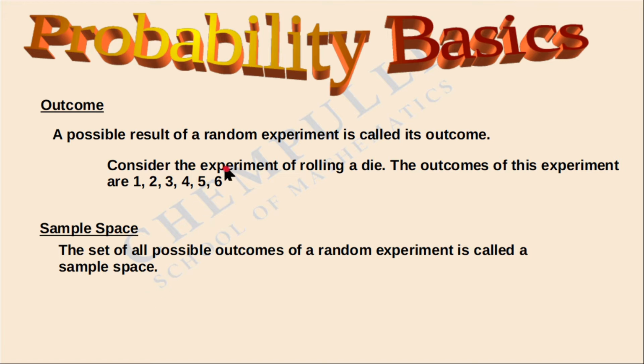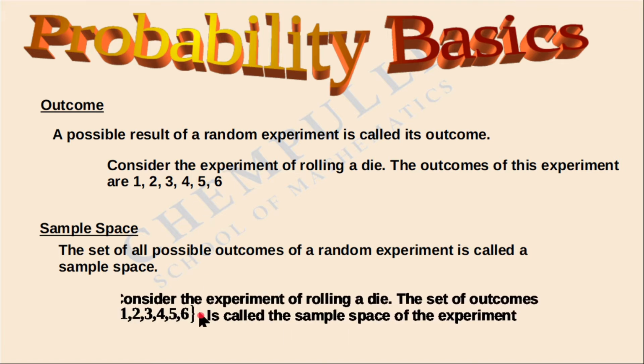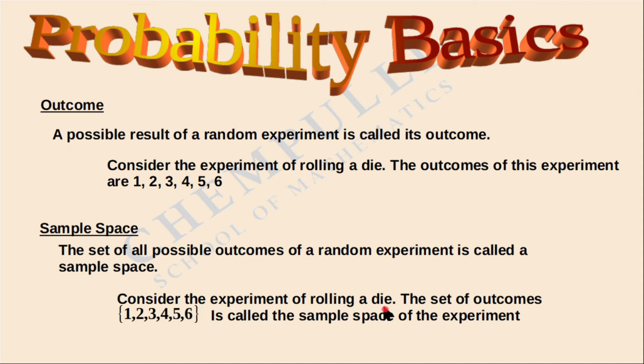We can take this same experiment here. That is, consider the experiment of rolling a die. The set of all outcomes, we can write like this: the set 1, 2, 3, 4, 5, 6. This set is called the sample space of this experiment. Okay.